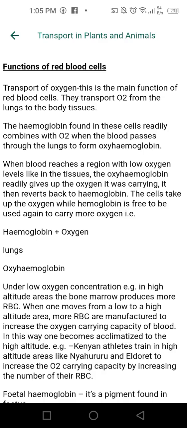The cells take up the oxygen while hemoglobin is free to be used again to carry more oxygen, i.e., hemoglobin plus oxygen, lungs, oxyhemoglobin.